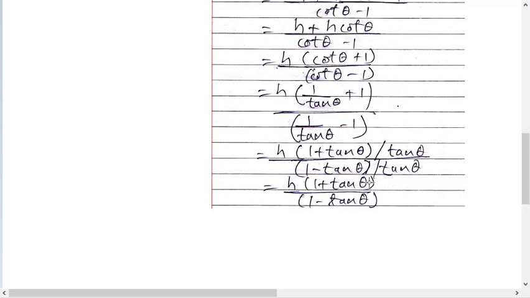See here, if it is given in terms of cot theta, then keep it in terms of cot theta. If it's in terms of tan theta, keep it in terms of tan. If it's in terms of sin cos, check what options are given to you in the exam. Depending on that, you will have to solve it further. Okay, so this is the final answer: H into 1 plus tan theta upon 1 minus tan theta.